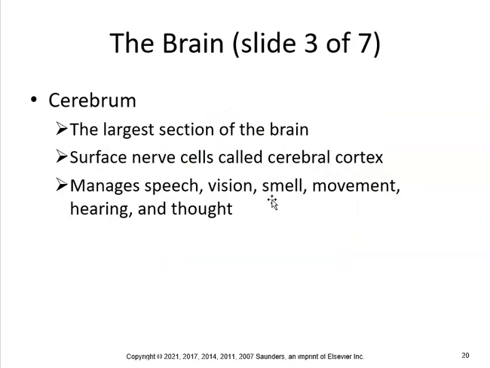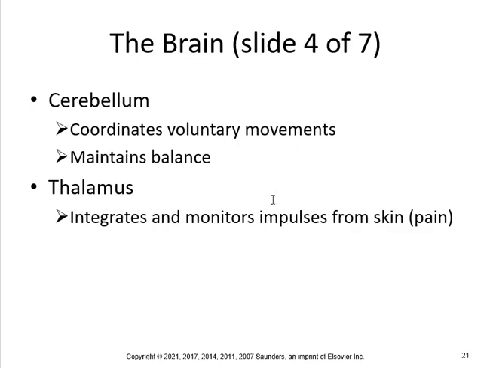The cerebrum is the largest section of the brain. Surface nerve cells called cerebral cortex manage speech, vision, smell, movement, hearing, and thought. The cerebellum looks like a little cauliflower, coordinates voluntary movements, maintains balance. So if you have damage to the cerebellum, you can call that cerebellar ataxia. They'll have a shuffling gait. They'll feel like when they walk, you're like, oh my gosh, they're going to fall right over.